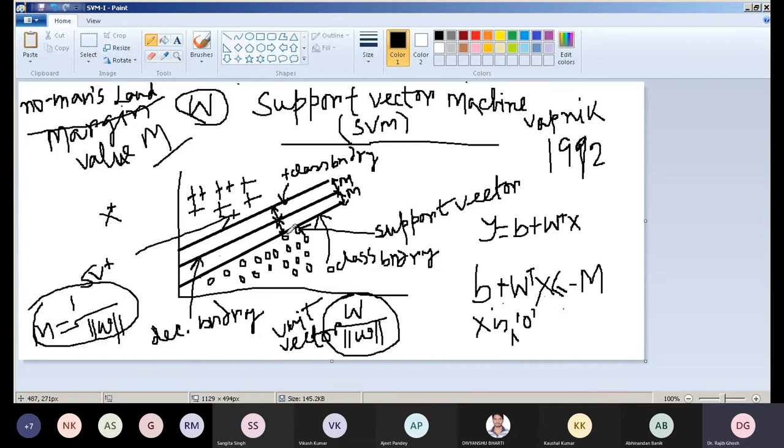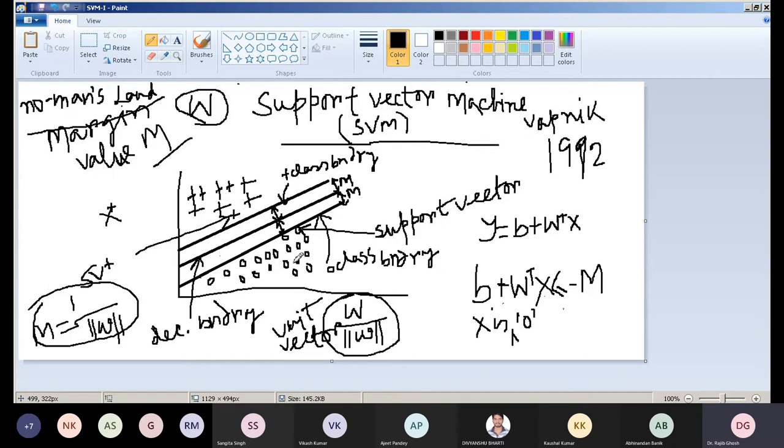So if it is lesser than or equal to M, that means it is lying on the class boundary of the circle class. That means it is a support vector. But ideally, any test sample should be below the support vector region. So it should be lesser than minus M. Lesser than minus M means it will come below the support vector region of the circle class.